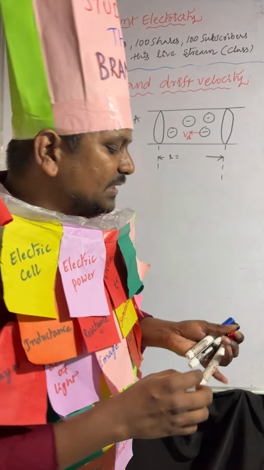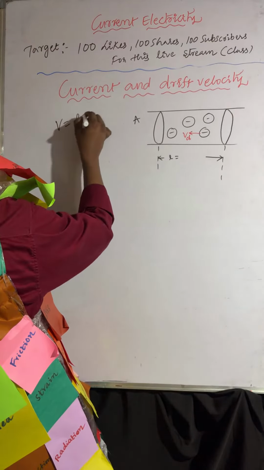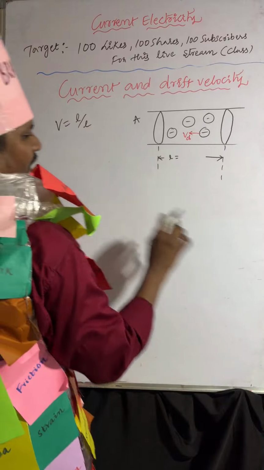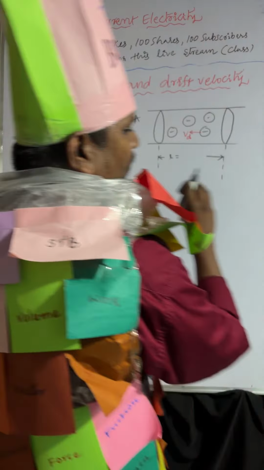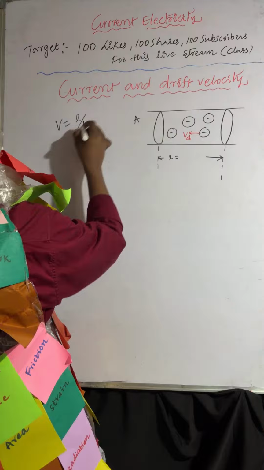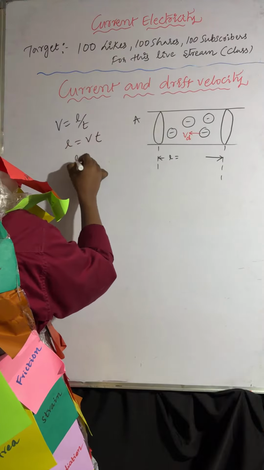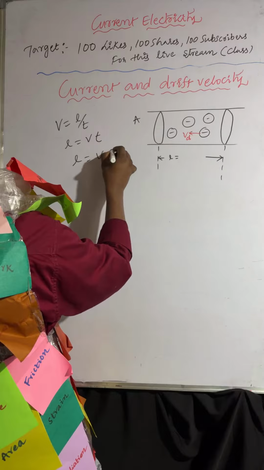So normally, what is the velocity formula? V equal to L by T. Yes or no? V equal to L by T, so L equal to V into T. That is Vd into delta T.